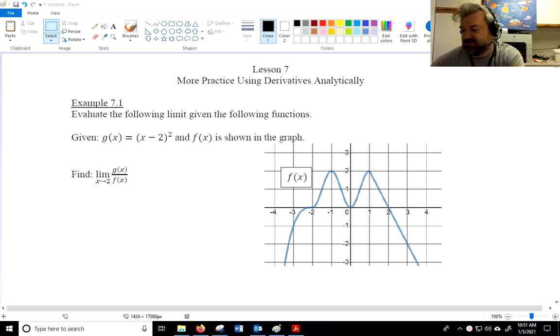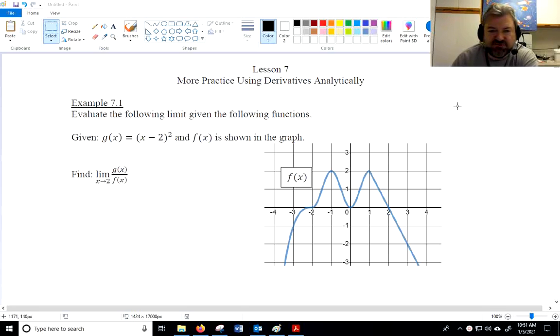Okay, welcome back to Lesson 7. This is our last lesson in Unit 6 of our AP Calculus course. This lesson is just called More Practice Using Derivatives Analytically. So I really want us to focus on theory, and we'll mix in a little bit of skill review as well. But I want to review our theory of calculus and how it works, and make sure that we are all on board with what these theorems are really saying.